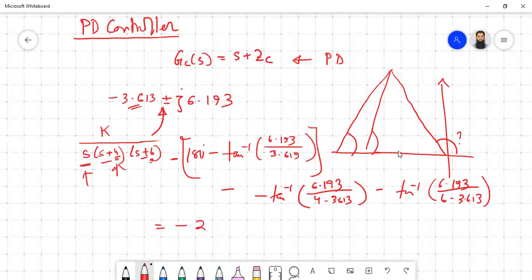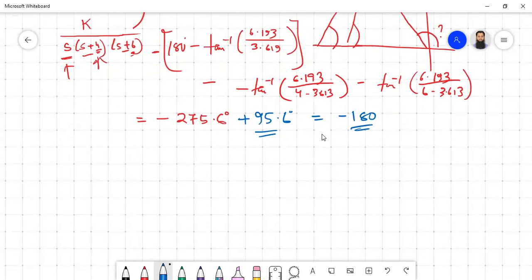Okay, so if you find the summation of all the angles, you are going to see minus 275.6 degrees. But we know that for any point to be on the root locus, the angle contribution has to be an odd multiple of 180 degrees. So if we can add plus 95.6 degrees, then we can go to an odd multiple of 180 degrees, isn't it? So basically the zero that we have to introduce for the compensator has to contribute 95.6 degrees.